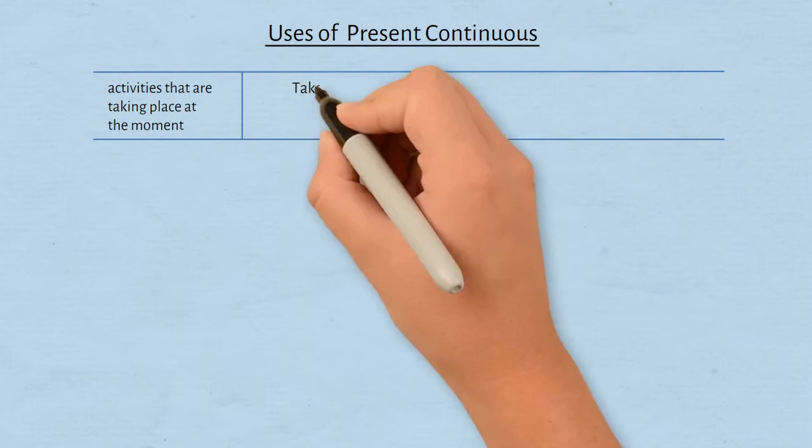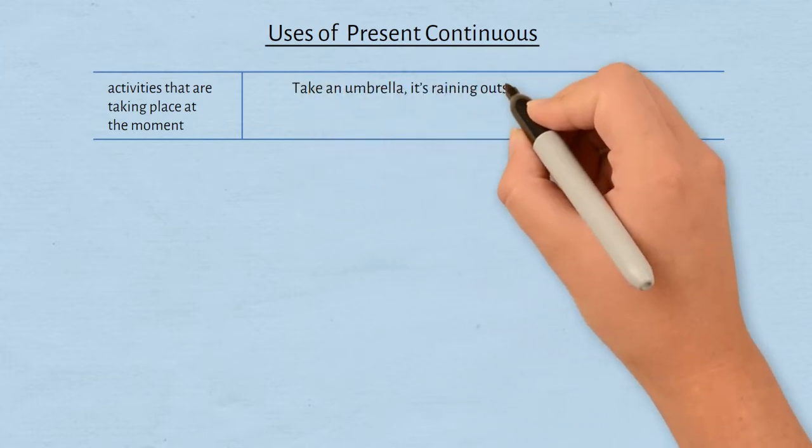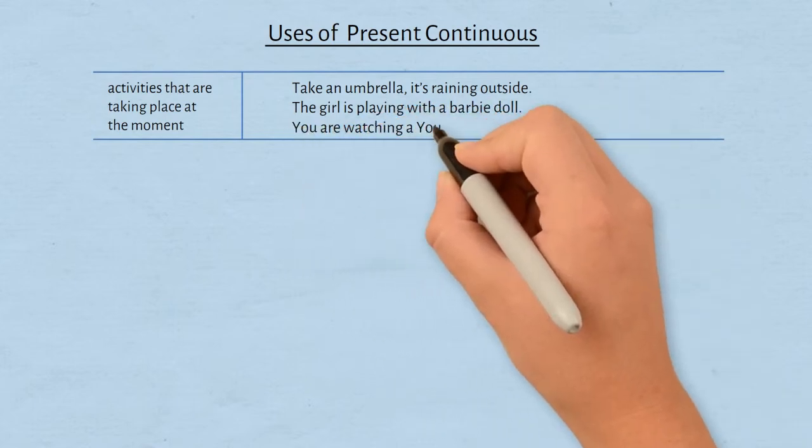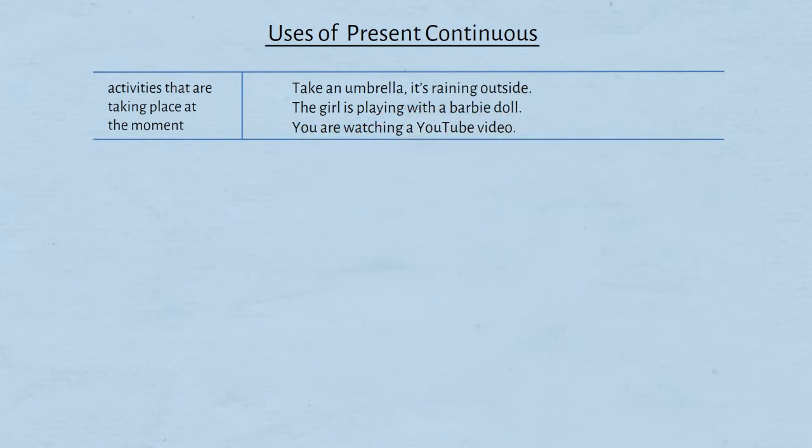For example, take an umbrella. It's raining outside. The girl is playing with a Barbie doll. You're watching a YouTube video. In all these examples, the activities are in progress and may continue for some time in the future.